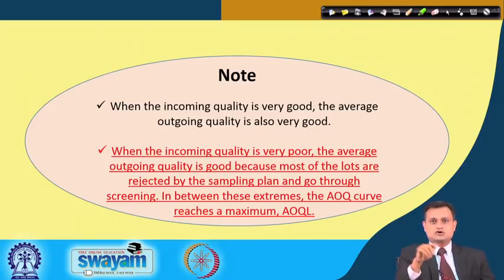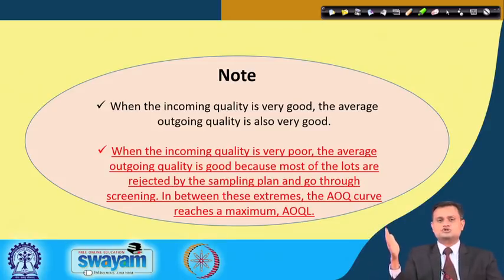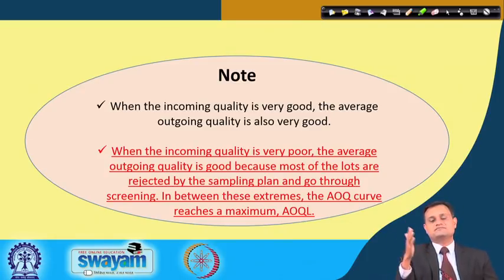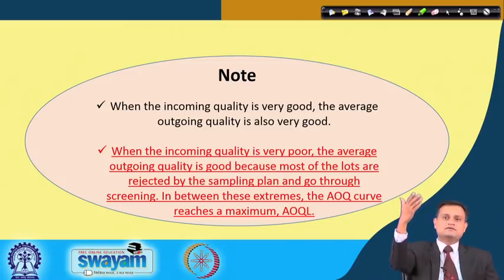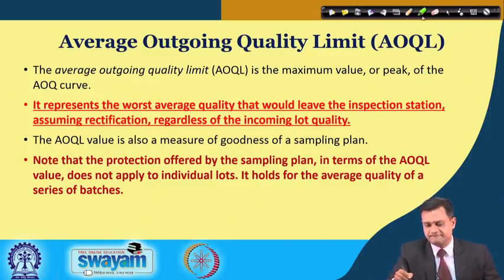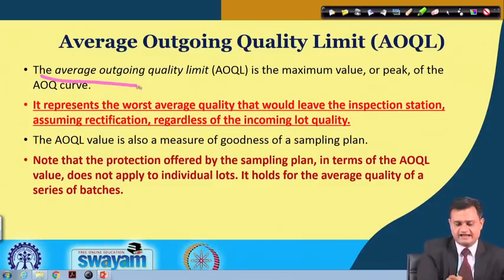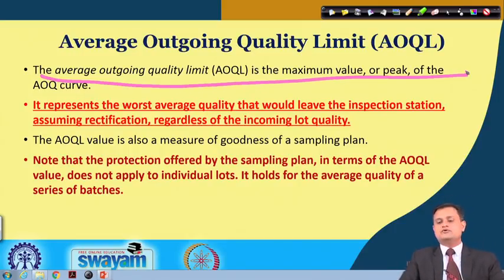Now, consider the concept of rectification. When the incoming quality is poor, the average outgoing quality is good because most of the lots are rejected and, through a sampling plan, go through screening in between. You will have something like AOQL between these two extremes, which is the maximum limit of AOQ, average outgoing quality. Typically I can define AOQL, average outgoing quality limit, as the maximum value or peak of the AOQ curve, and it represents the worst average quality.